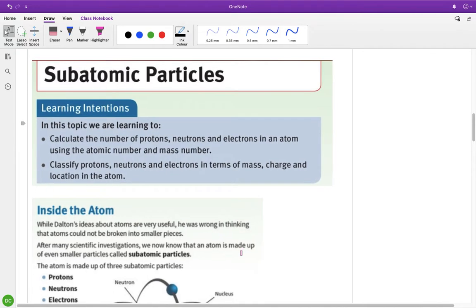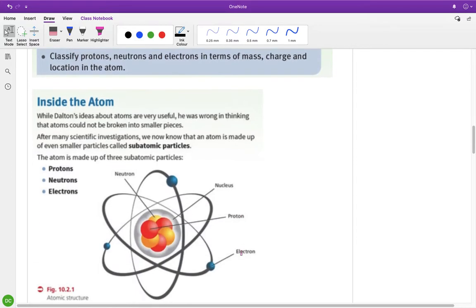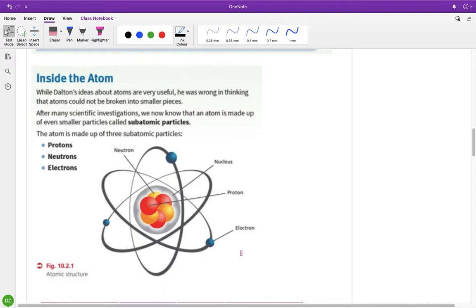Okay, so this is really what I want to get to, subatomic particles. So calculating the number of protons, neutrons, and electrons in an atom using atomic number and mass number is our first learning intention, and classifying protons, neutrons, and electrons in terms of mass, charge, and location. Okay, so this is incredibly important. All right, so we have an atom.